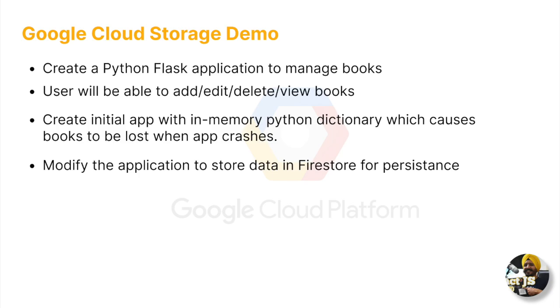And then we will modify this application to store all of the book data in Firestore so that it won't be lost. So whenever the user refreshes or whatever, it won't be lost and it will save the data. And then we will also see how we can add functionality to store the cover images of the book in Cloud Storage.